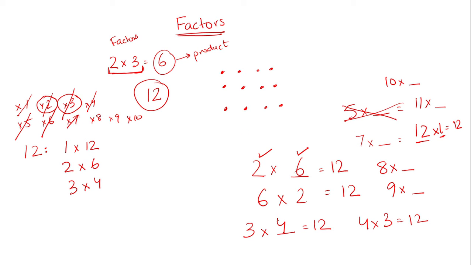So we checked all of the times tables. These 6 numbers are the factors of 12. We can write them in order from least to greatest. I don't know if this is required in grade 4 for you, but anyway, when they ask us to find factors, we usually end up writing them in order from least to greatest. So these 6 numbers are the factors of 12.